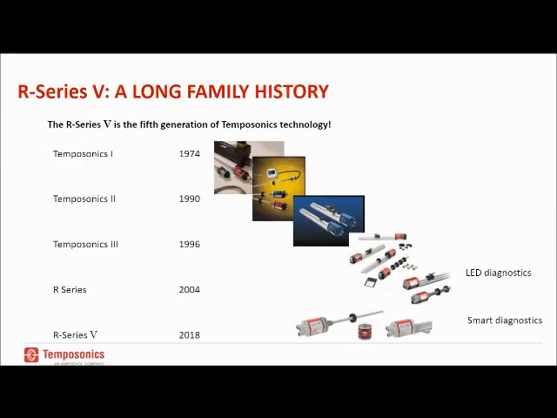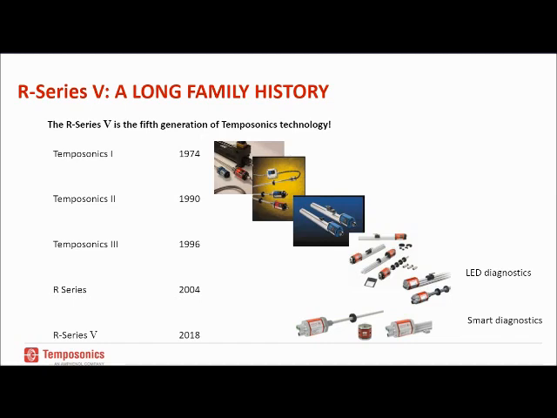So from a historical point of view, Temposonics has been making sensors since the early 70s. In fact, our first sensor was the Temposonics 1, and that was in 1974. That particular sensor looked a little different than the ones we're currently offering. All of the electronics was outside of the sensor itself, so that was a different form factor altogether.